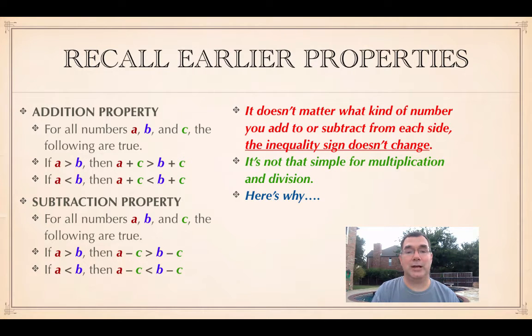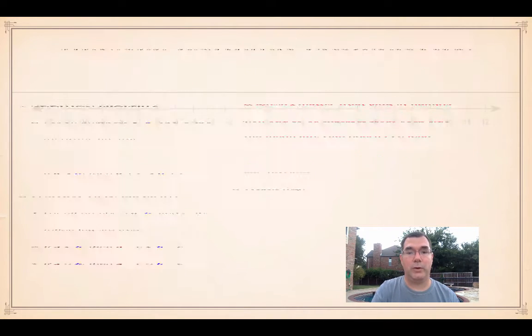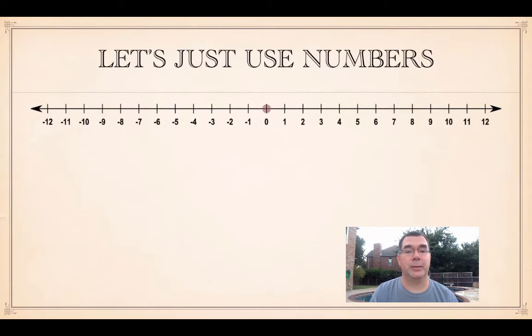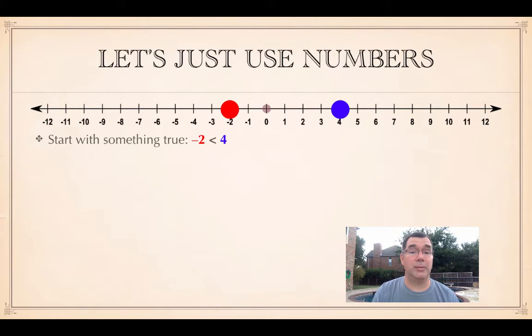Okay, there's rules that we have to follow for when we're multiplying or dividing by certain numbers. So I want to talk about what happens when you multiply both sides of an inequality by the same number, and we're just going to use numbers so that you can see that the inequality sign doesn't always stay the same. So let's start with negative 2 and 4. Well, we all know that negative 2 is less than 4. So I've indicated those with the red and the blue dots on the number line.